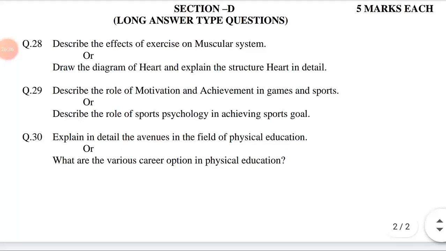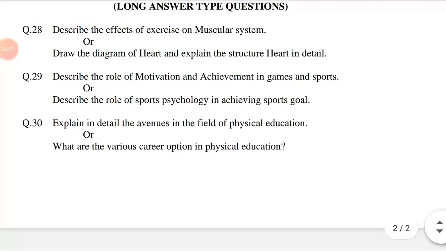Section D, long answer type questions, 5 marks each. Question number 28. Describe the effects of exercises on muscular system. Describe means to say something that happens. Effects, a change that is caused by something. Exercise, that keeps you healthy and strong. Muscular system, the muscular system is an organ system consisting of skeletal, smooth and cardiac muscles.